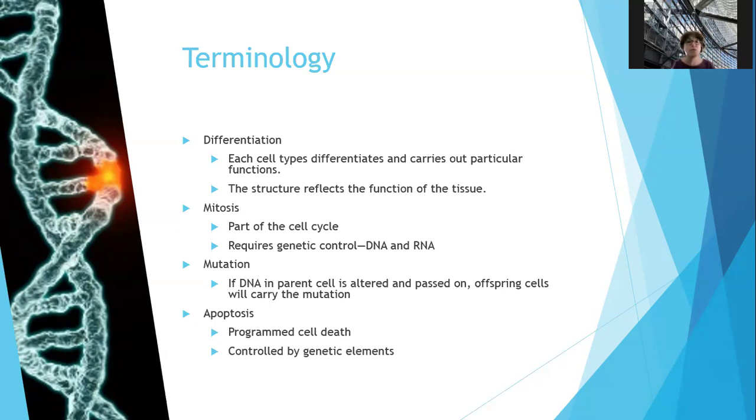And as we remember, apoptosis is that programmed cell death. It's controlled by genetic elements. So what if the DNA gets mutated and you're not killing off the cells that are scheduled to be killed off? That could be a problem too.